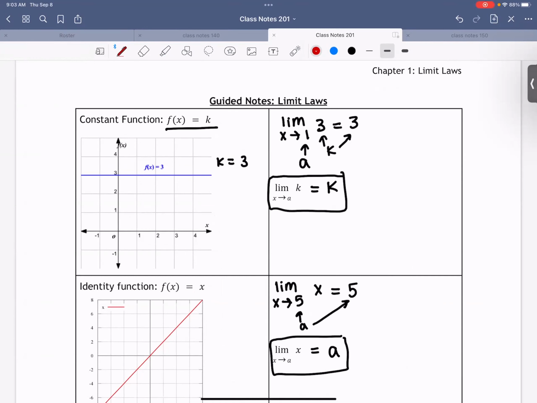We talked about the limit of a constant function. So for example, if we had a straight, flat constant line at 3, the limit of anything as x approaches any number would be 3, right? So the constant function is what we expect.